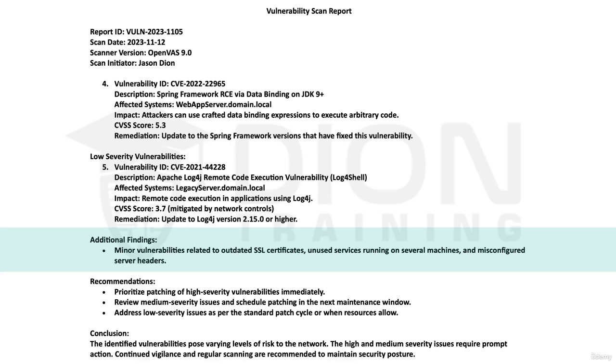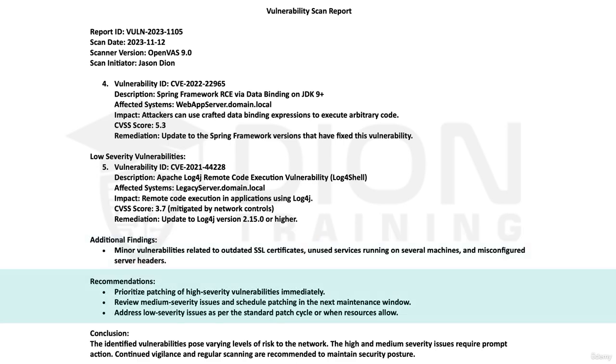Now, after that, you'll have some additional findings. This may be all of your informational findings, and in this case, we had a minor vulnerability related to some outdated SSL certificates, unused services running on several machines, and misconfigured server headers. In our real scanning report, if you went to a detailed report, we would see all of those listed out with which machines, which IP addresses, and which pieces of software were being misconfigured on these different servers. But because this is a summary report, we're not seeing that.